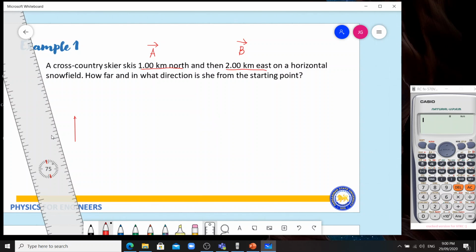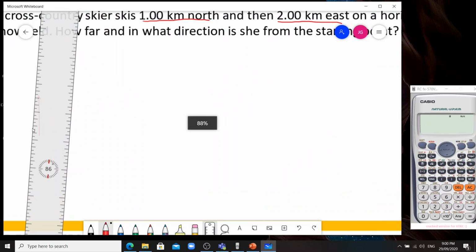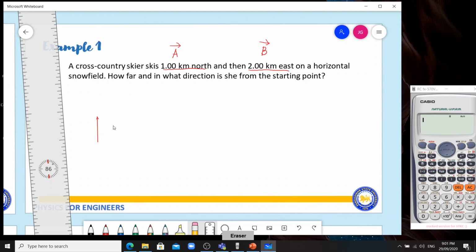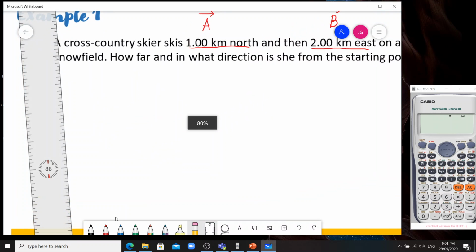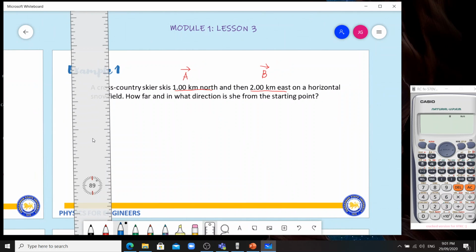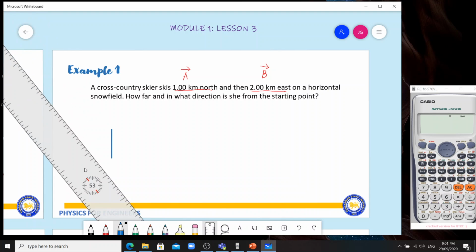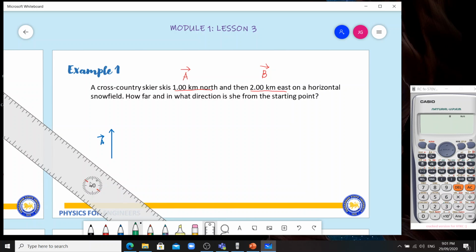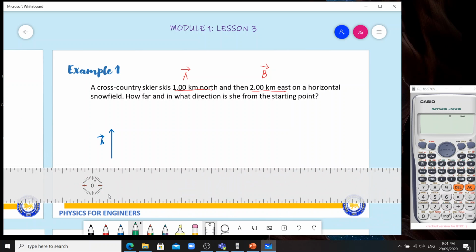Ay! Teka lang. Baguhin natin yan. Magulo. Sige, ulitin natin ha. I-draw natin si vector A ng blue. Yan. North. Tapos, going to the east tong isa. So, vector A. Yan. Drawing natin ng green yung isa. Going to the east. So, going to the right.